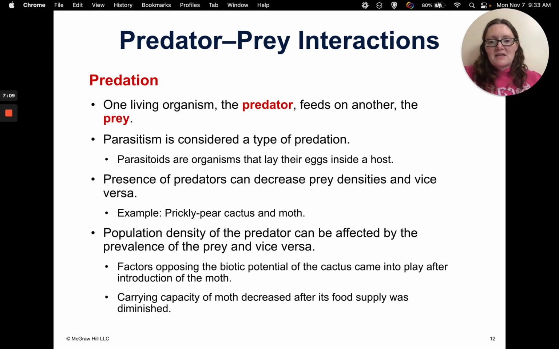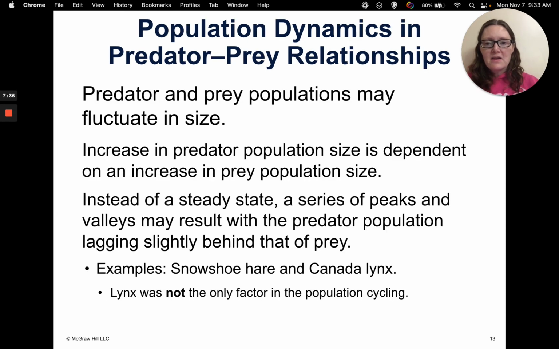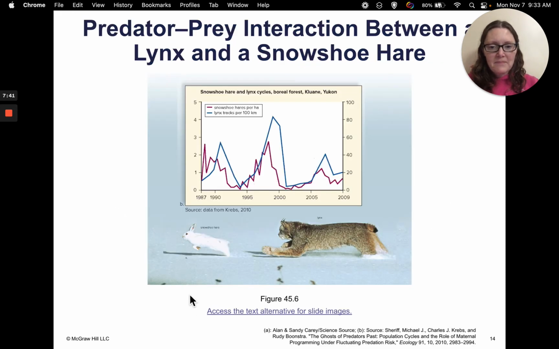It all comes back to this thing called carrying capacity. Carrying capacity is how much the environment can sustain healthily, and that's kind of like the balance of the environment. That balance is achieved, and you're going to have a lot of wiggle room around that balance, but that's what the carrying capacity is. So predator and prey populations may fluctuate in size, but what we're going to see is that balance.